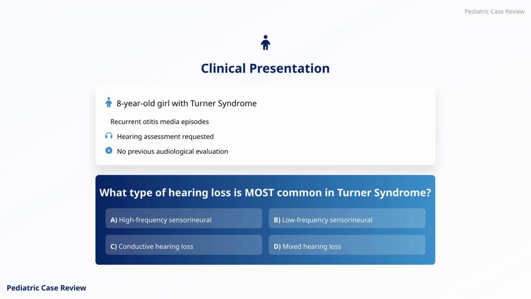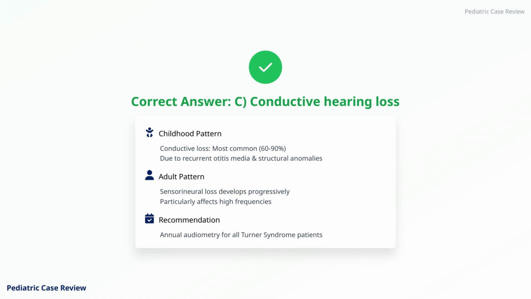An 8-year-old girl with Turner syndrome has recurrent otitis media episodes. Hearing assessment is requested with no previous audiological evaluation. What type of hearing loss is most common in Turner syndrome? Option A, high-frequency sensorineural. Option B, low-frequency sensorineural. Option C, conductive hearing loss. Option D, mixed hearing loss. The correct answer is C.